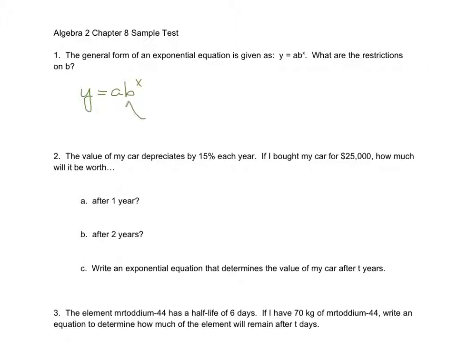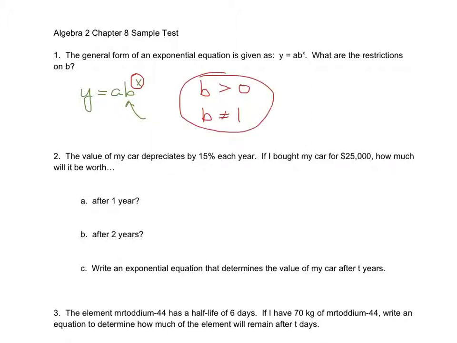Question is restrictions on b, and we've covered this in class several times, but b has got to be greater than 0. It can't be 0 because 0 to the x power, no matter what x is, is going to give you a 0. And we said b can also not equal 1 because if you just raise 1 to the x power, you just keep getting 1 back. So those are restrictions.